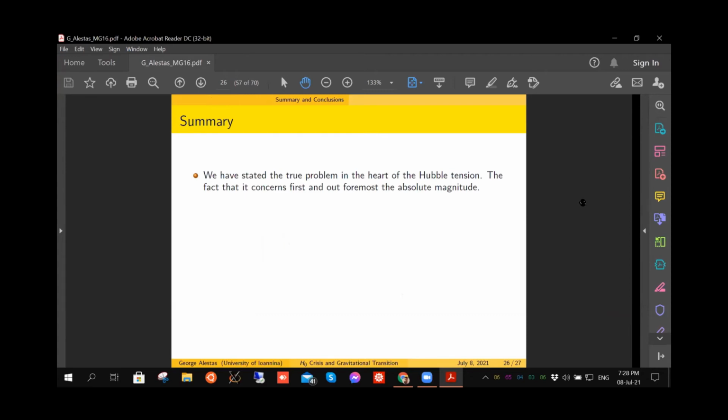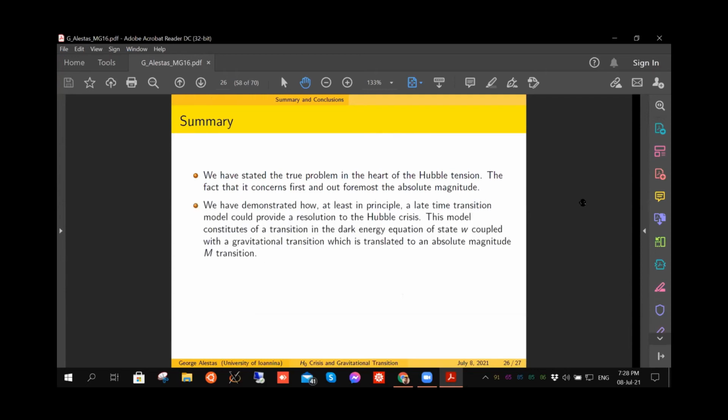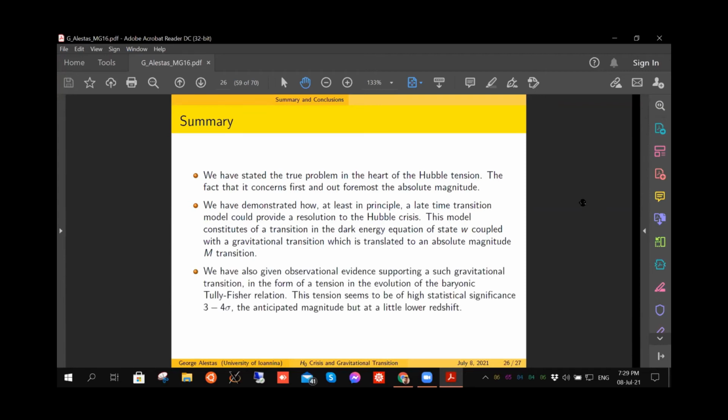So to summarize, we have stated what the true problem is, which lies at the heart of the Hubble tension, and that it concerns the absolute magnitude. We have demonstrated how, at least in principle, a late-time transition model could provide the resolution of the Hubble crisis. This model is a phenomenological one and consists of a transition of the dark energy equation of state w, coupled with a gravitational transition, which is translated to an absolute magnitude transition. And we have also given some hints of observational evidence supporting such a gravitational transition, in the form of a tension in the evolution of the BTFR.